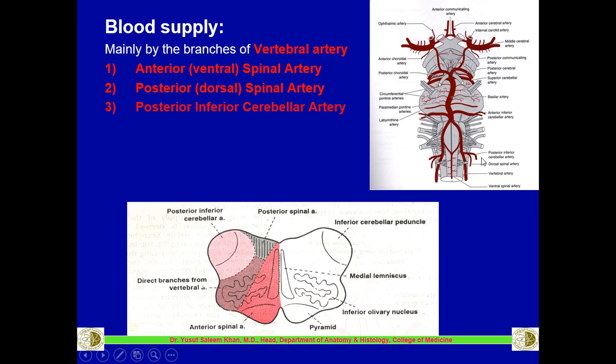Then we have the posterior inferior cerebellar artery, a very important artery which is supplying the cerebellum, and also supplies the upper part of the medulla oblongata, as well as some of the direct branches which are coming from the vertebral artery and other arteries. Okay, so the area supplied by the posterior spinal artery will be this area, and the area supplied by the posterior inferior cerebellar artery is this area on the lateral side, and these are from the direct branches of the vertebral artery.